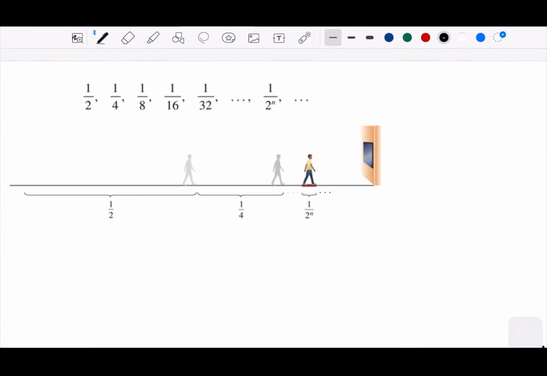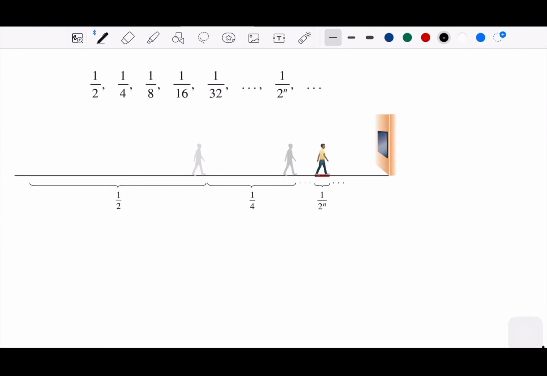Okay, let's see this picture. It's the same as in your textbook. There's a problem here called the Zeno paradox. The Zeno paradox states that, imagine you are walking from this point here, and you want to approach, let's say, this wall. But the way you walk, you can only walk half of the total distance.